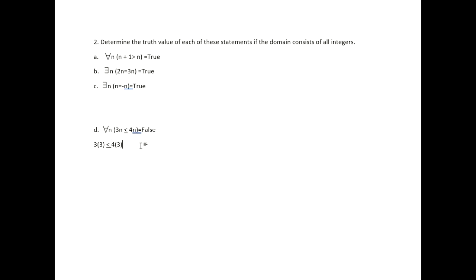So, if we multiply, 3 times 3 is 9, which is less than or equal to 4 times 3, which is 12. So, this is correct, where 9 is less than 12. So, when we substitute it, it is true.